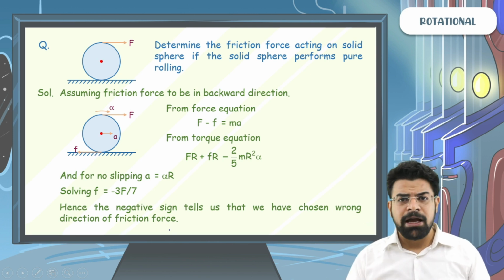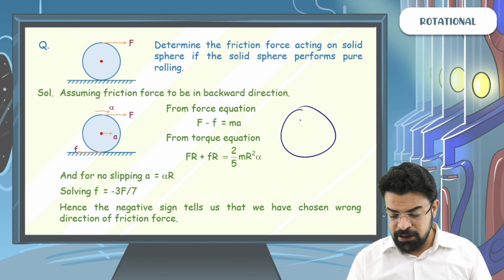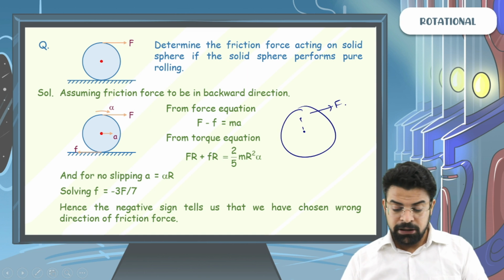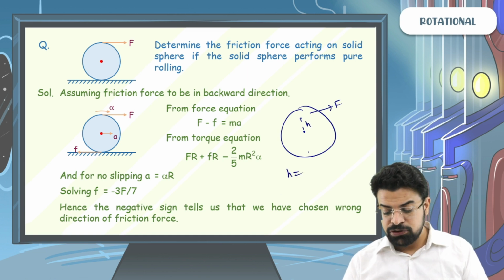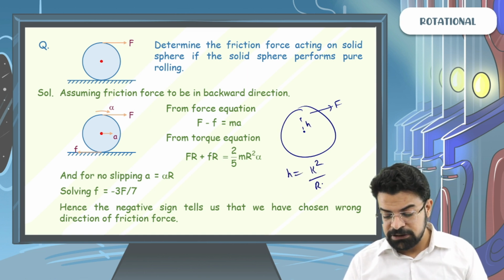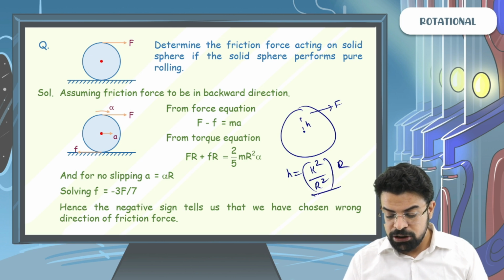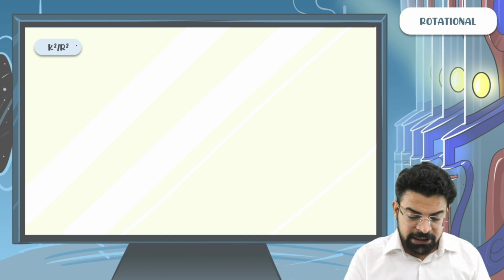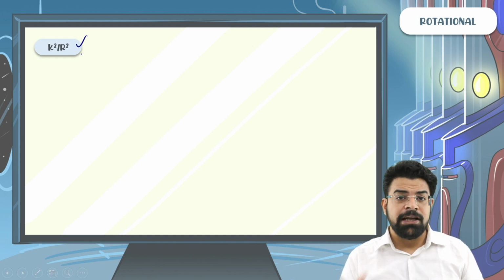So now getting back to the same thing, at what height above the center should we apply a force so that the body performs pure rolling? There we got that the height at which the force should be applied on a frictionless surface is k square by r square into r. So we need to understand what is k square by r square. So the next heading: what is k square by r square for different types of body.